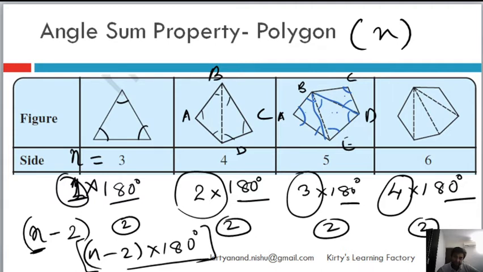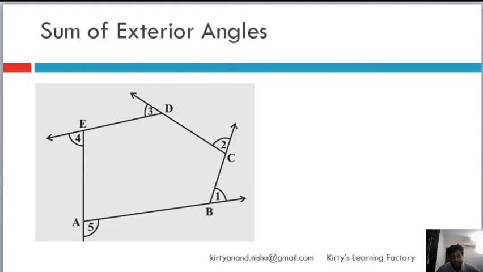So we have to create consecutive adjacent triangles inside the polygon, and that's how we will come to the formula of (n minus 2) into 180 degrees. So I hope you liked it. It's quite intriguing. Now let's talk about the sum of interior and exterior angles.